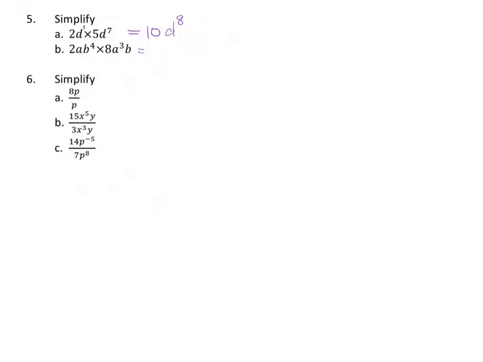And multiply the numbers, multiply the letters. 2 by 8 is 16. A to the power 1 by A to the power 3 is A to the power 4. B to the power 4 by B to the power 1 is B to the power of 5.